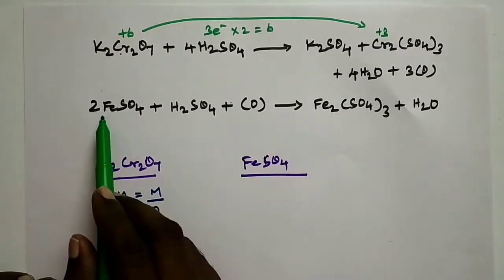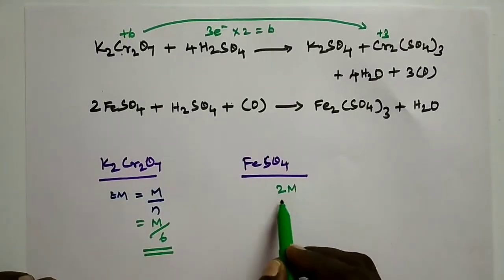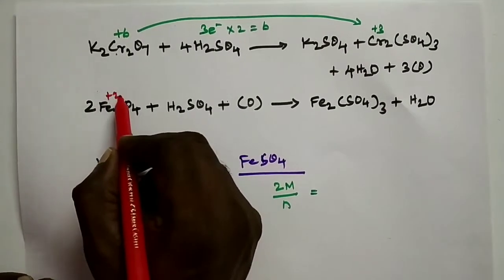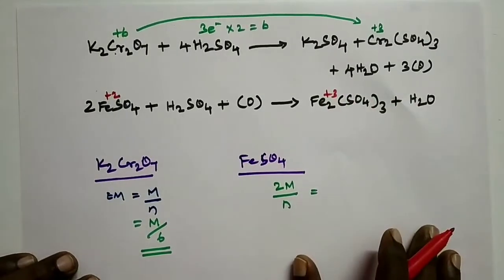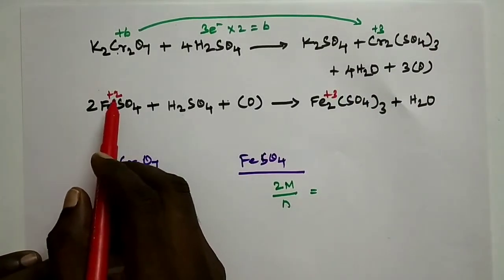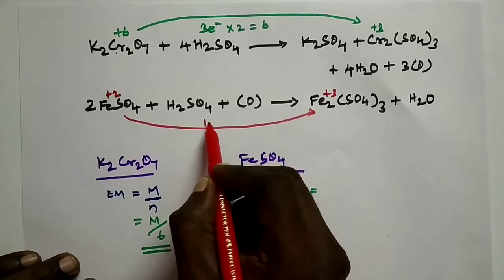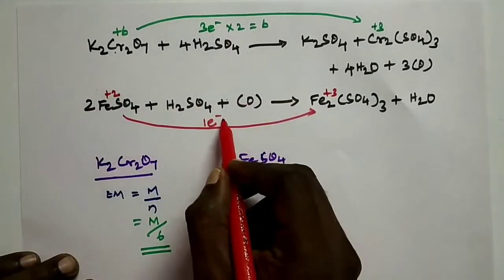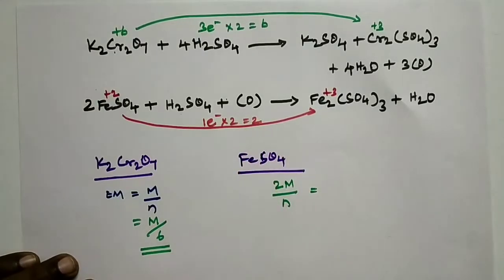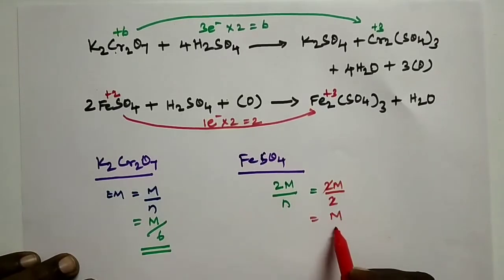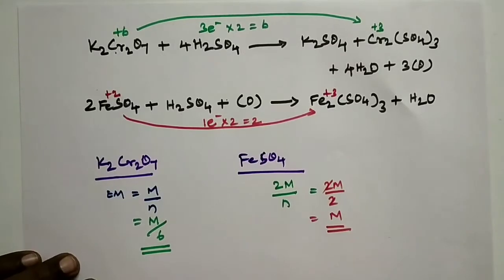Come to ferrous sulfate. There are 2 molecules of ferrous sulfate, so 2M by N. What is N here? Here the oxidation state of ferrous ion is plus 2. Here it is plus 3. So that means 1 electron is lost. But there are 2 iron, so into 2 is equal to 2. So N is equal to 2. So 2M by 2, the 2 cancels, is equal to M. The equivalent mass of ferrous sulfate is its own molecular mass.